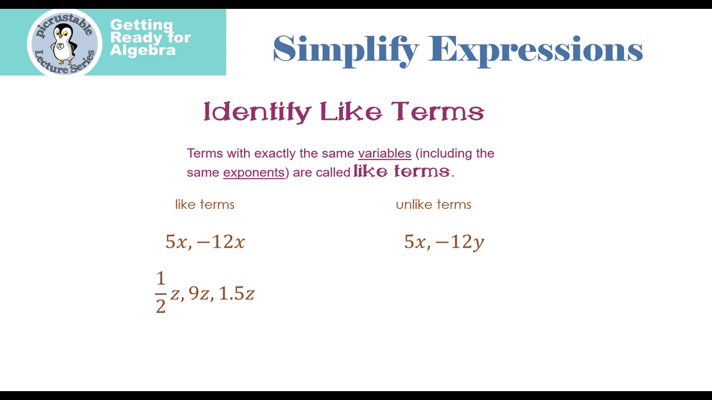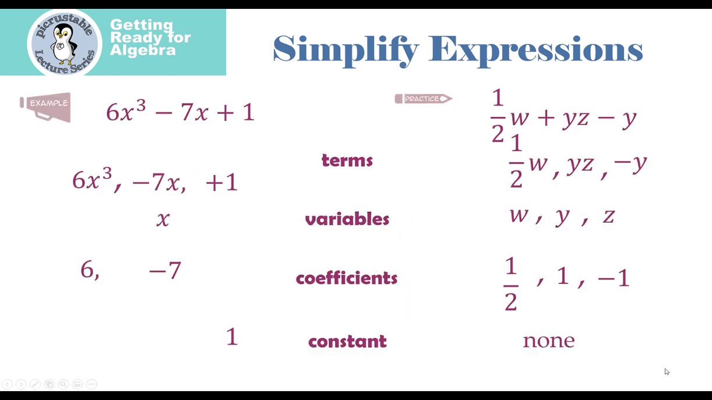1/2 z, 9z, 1.5z. Once again, these are like terms. We don't care about the number in front of them, just that they're all z to the first power. 1/2 z squared, 9z, 1.5x. Once again, we're looking at the variables. We have z squared and z. Those are not like terms because they're not either both to the second power or both to the first power. And x isn't a z.